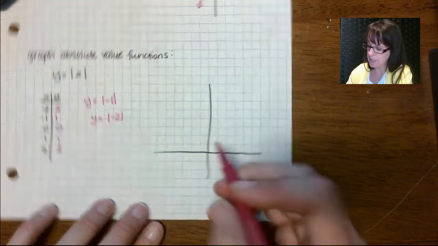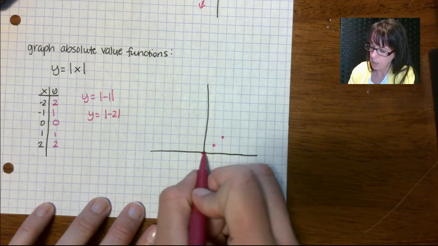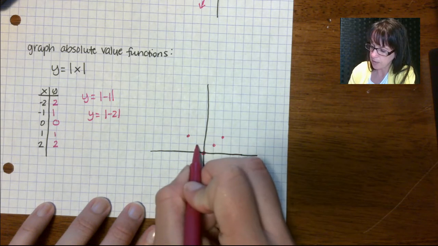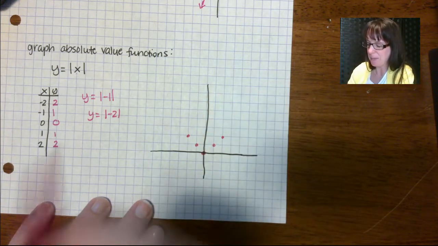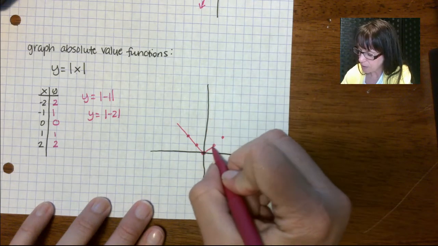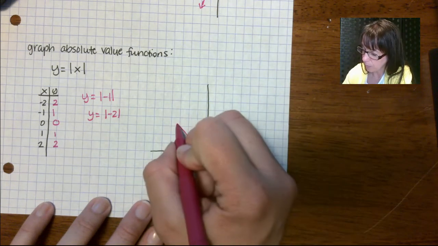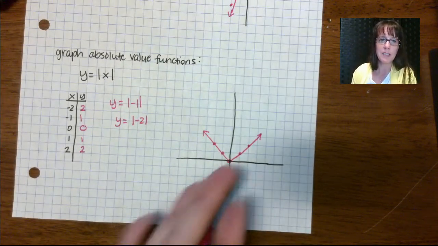So when we go to graph this guy, it's going to look like this. I call it the V shape because we go over 2, up 2, over -2, up 2, over -1, up 1. This is our V shape. This is our fourth parent graph that we've been talking about. But for absolute value, this is what it looks like.